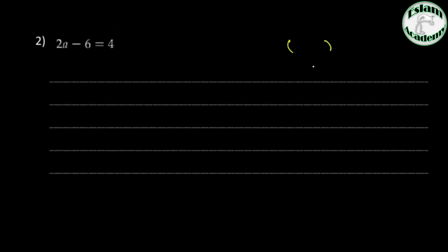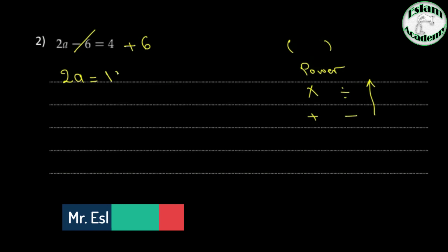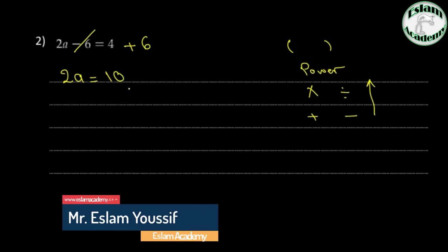As we know, the order of operations is brackets, power, times or divide, plus or minus, and we solve from down to up. So we start looking for plus and minus. The first one we have is minus, subtracting 6. It means we will use the inverse operation, which is adding 6. So 2a is equal to 4 plus 6, which equals 10. Then we have 2a equals 10.